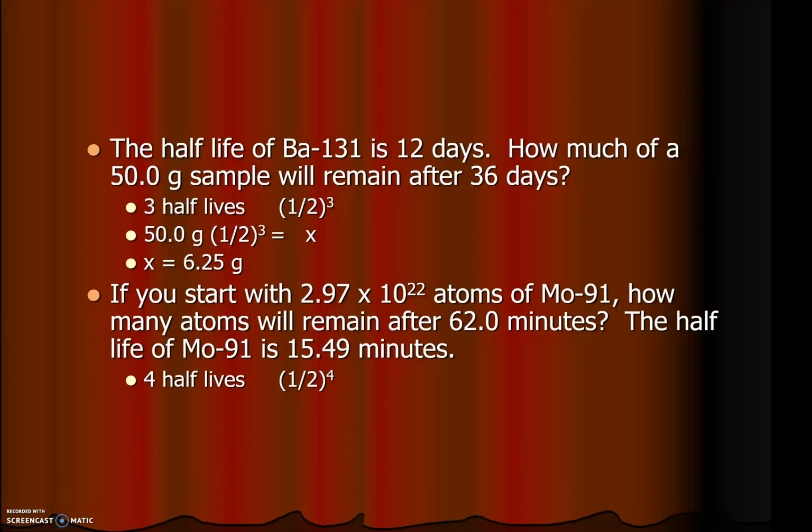to the fourth. We're going to start with our original number of atoms, which we can do. We don't have to always have grams, and multiply it by 1/2 to the fourth, and solve for our answer. We end up with 1.86 times 10 to the 21st atoms. Again, make sure that you can plug those into your calculator and get the same thing that I got.